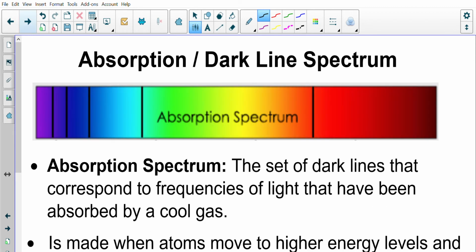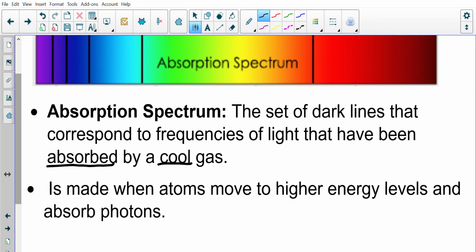Okay, next we're going to look at absorption or dark line spectrums. So here's a reminder of what an absorption spectrum looks like. An absorption spectrum is the set of dark lines that correspond to frequencies of light that have been absorbed by a cool gas. So if you're doing a multiple choice question and it talks about absorbing and a cool gas, you know it's probably talking about an absorption spectrum. An absorption spectrum is made when atoms move to higher energy levels and absorb photons.